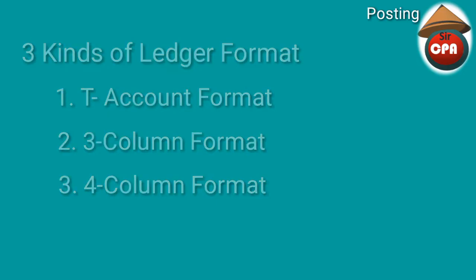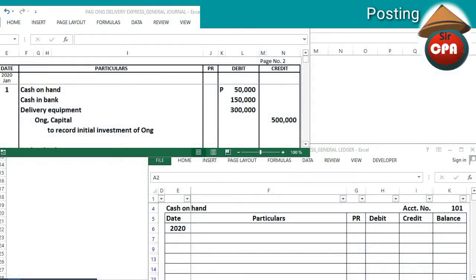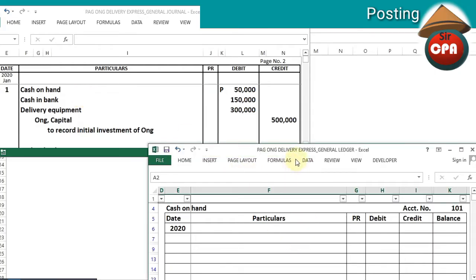So let's start posting. As I've said, we will use the 3-column format. Continuing the illustrative problem for Pag-ong Delivery Express. So, ililipat lang natin itong 1st January 1 journal entry sa ledger accounts. Ilang ledger account ang paglilipatan natin yan? Tama, 4. Yan kasi yung 4 na account titles na involved sa journal entry na to.